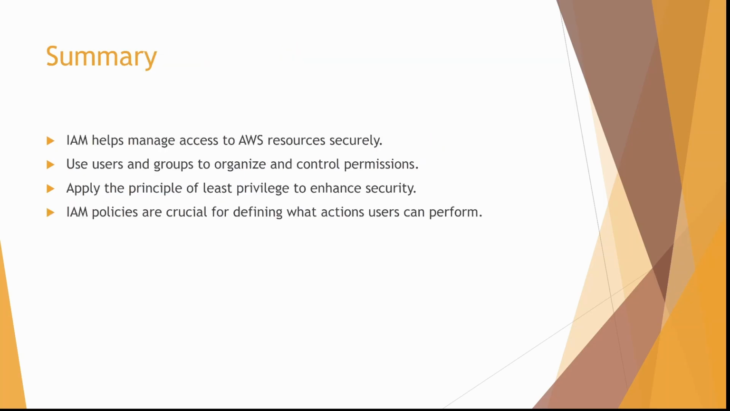In summary, AWS IAM is a powerful tool for managing access to your AWS resources securely. By creating users and organizing them into groups, you can control who has access to what. Applying the principle of least privilege ensures that users have just enough permissions to perform their tasks, enhancing security. IAM policies defined in JSON are the key to specifying these permissions.